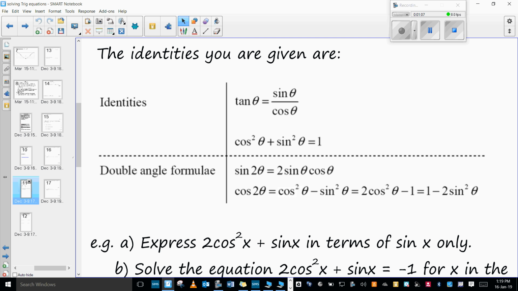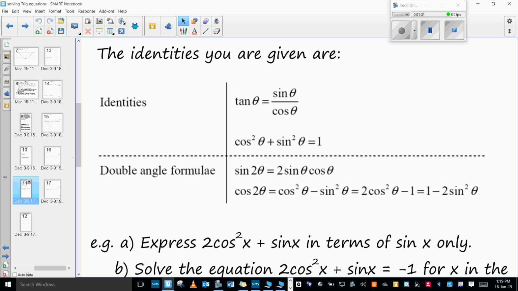So what it says is that tan theta is equal to sine divided by cos. So you can change something from being a tan theta, and you can just write sine theta over cos theta instead. Okay? This is a very common one, that cos squared theta plus sine squared theta equals 1.